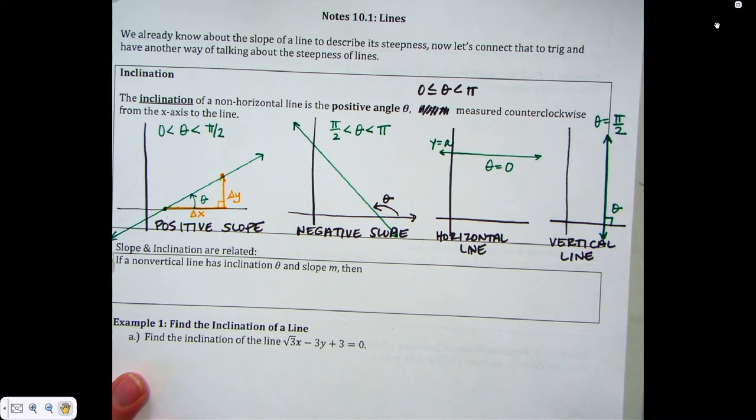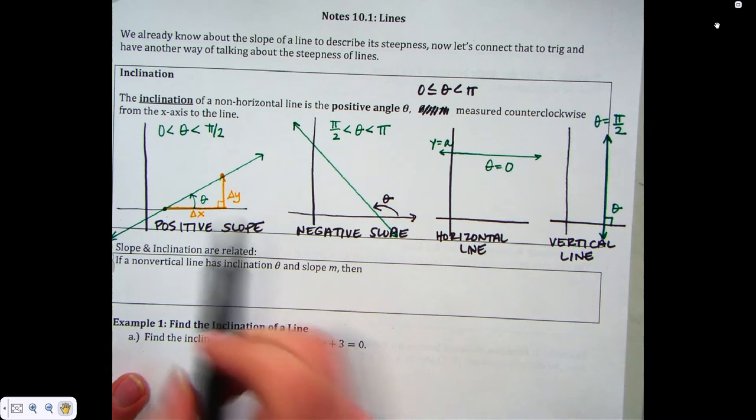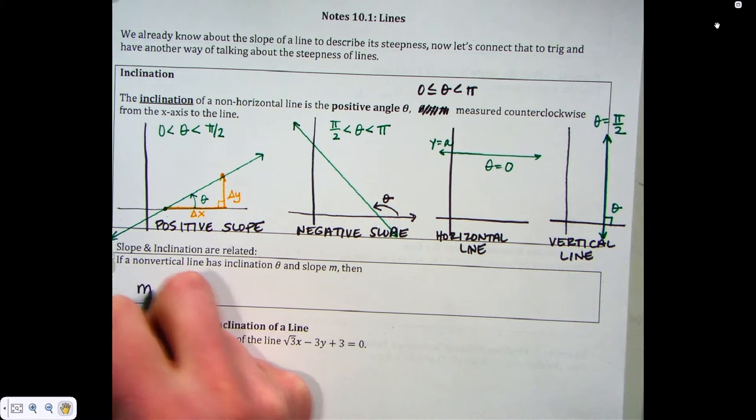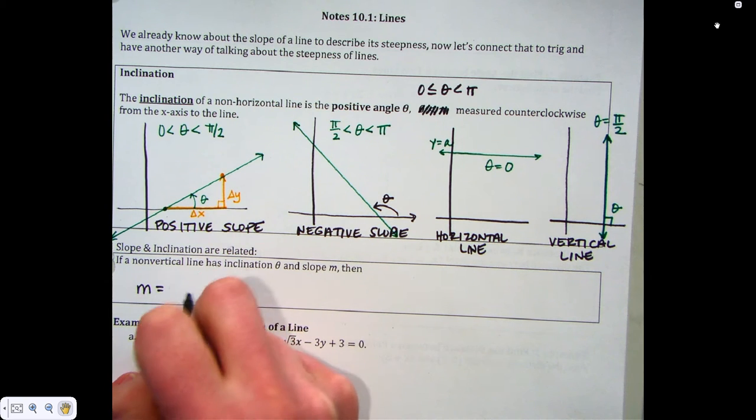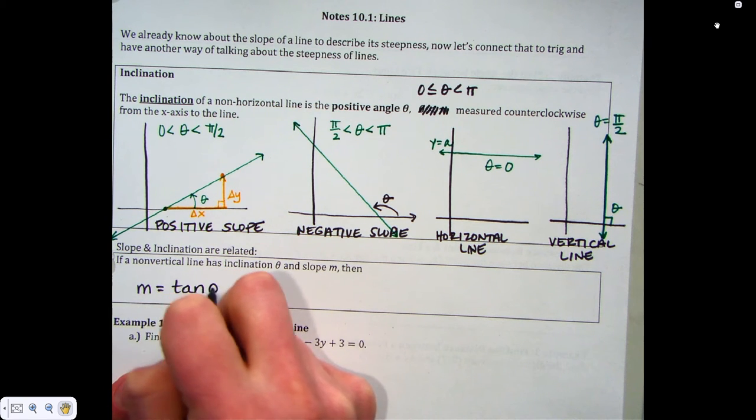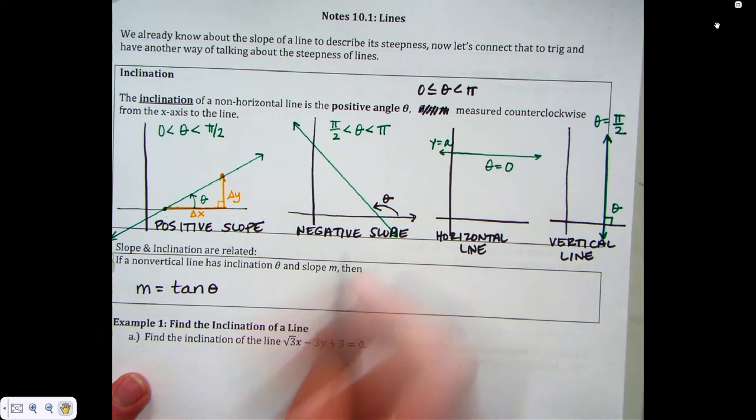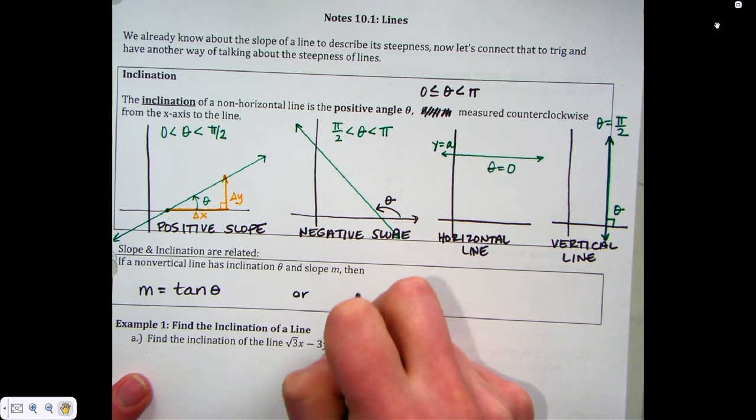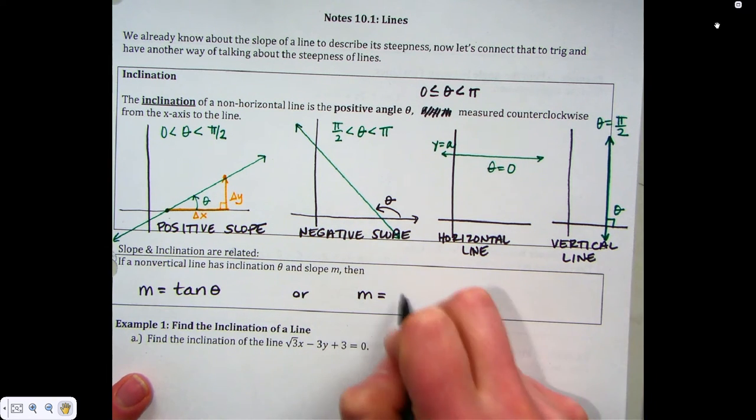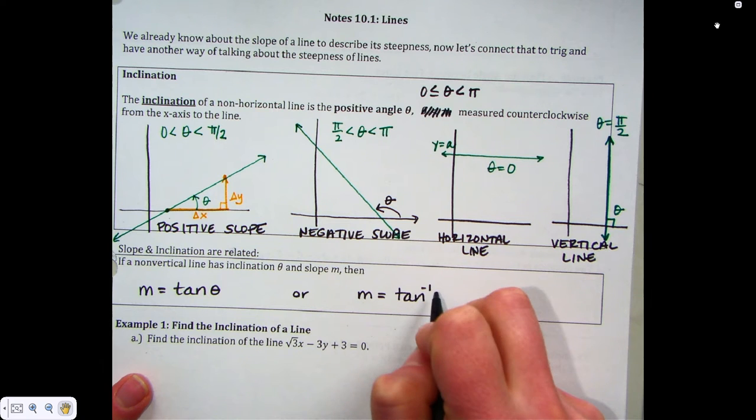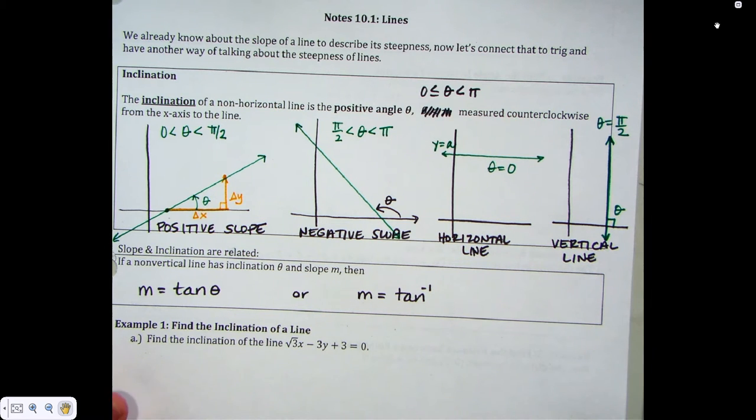So kind of like we've done in polar coordinates with theta, finding those direction angles to plot points, kind of like we did with vectors, we can use the formula m, slope, is equal to the tangent of theta, or we can talk about our slope being equal to the tangent inverse, oops, sorry, I copied that down wrong.